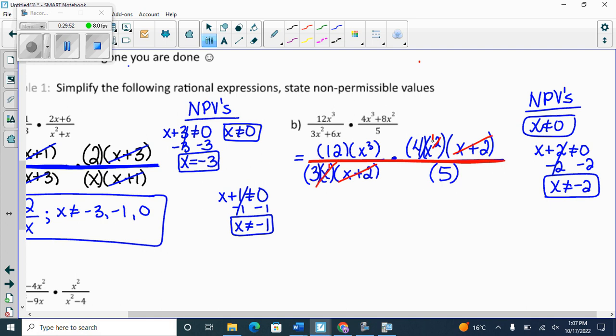Is there anything else that can cancel? Numbers? The 4 and the 5 can't cancel. Nothing can come out of those. 4 and the 3 can't cancel. 12 and 5 can't cancel. What about 12 and 3? I can take a 3 out of both of those. Do you see that? So I can look at any numbers on the top and see if they're divisible by any numbers on the bottom. The 12 and the 3 are. 12 divided by 3 is 4. 3 divided by 3 is 1.